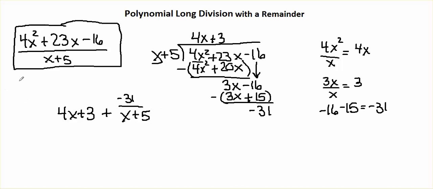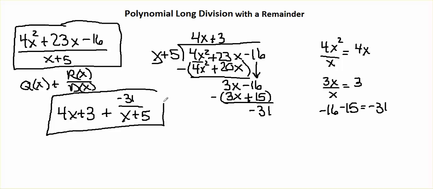That's called representing your answer as your quotient plus your remainder over your divisor. So if you're ever asked to write your answer for polynomial long division as your quotient plus your remainder over your divisor, you know that your remainder has to be placed into fraction form over your divisor. So the answer to this polynomial long division is this.